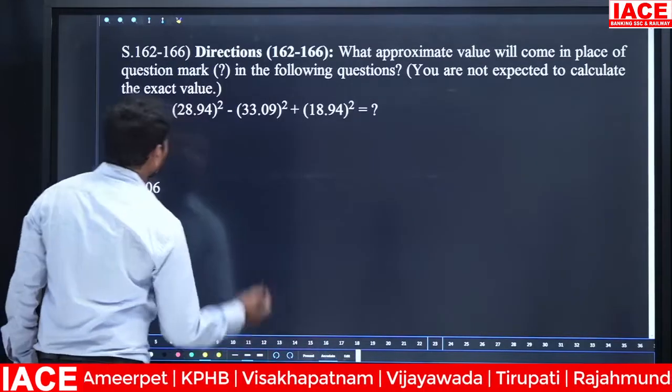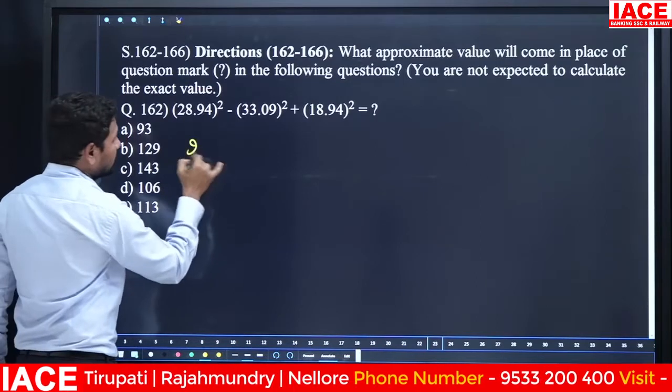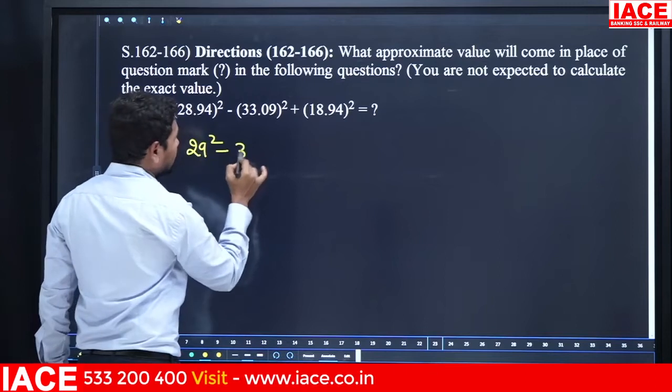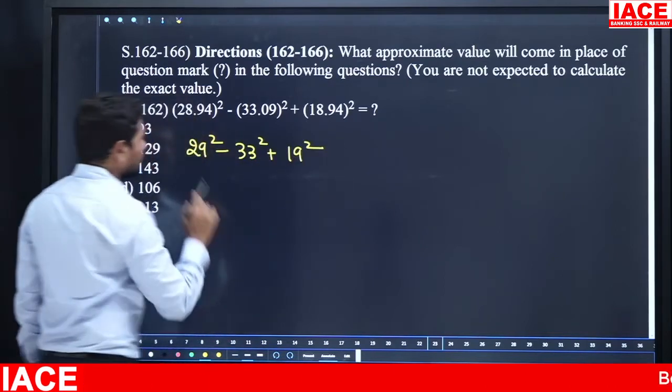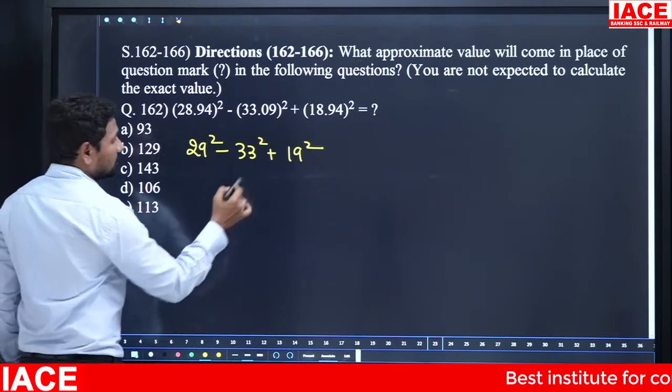Next we have a simplification. 28.94 square is equal to 29 square. 29 square minus 33 square, 33 square plus 19 square, 19 square. 29 minus 33 is equal to 4.